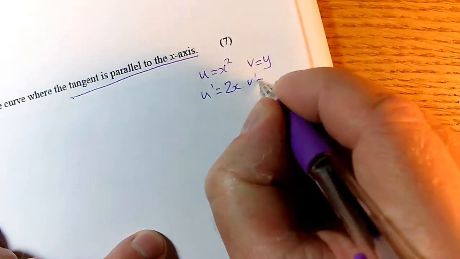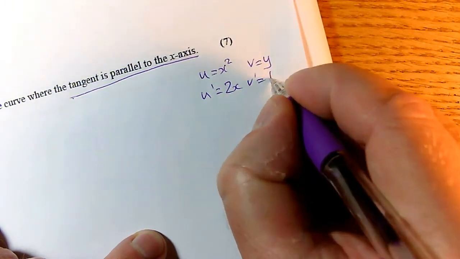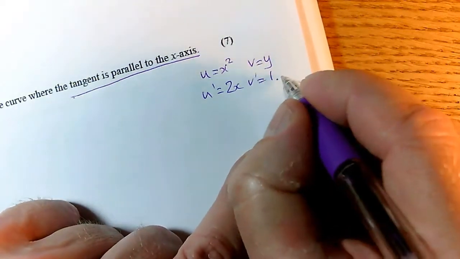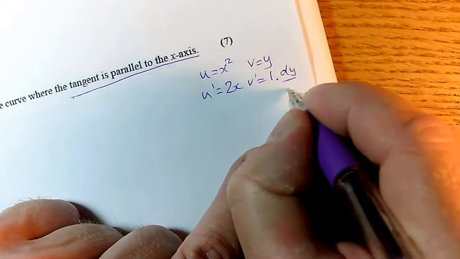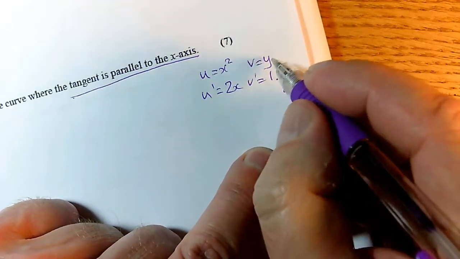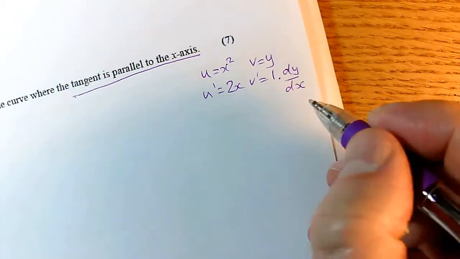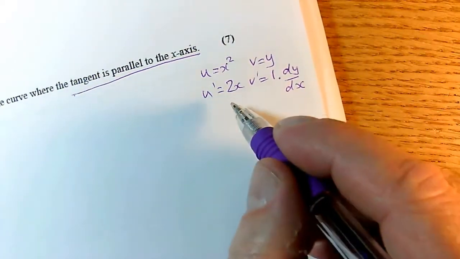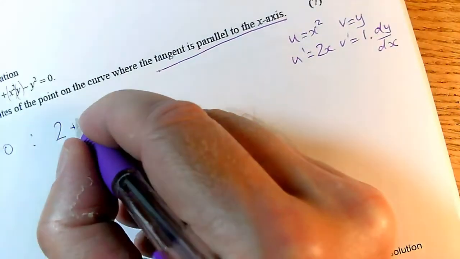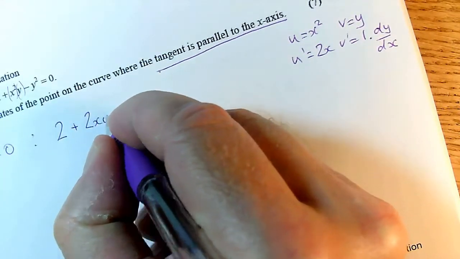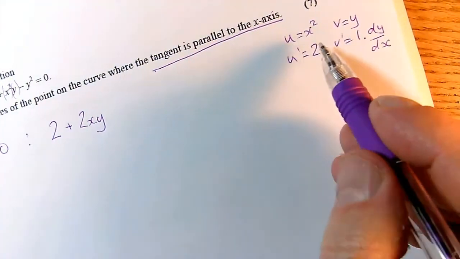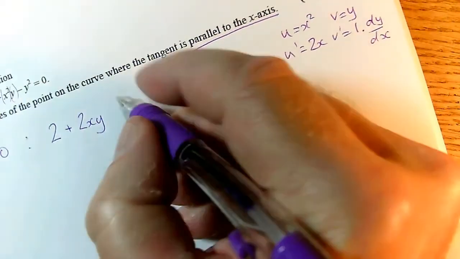V dashed, well, differentiate y, you might think that's 1, but remember it's with respect to x we need, so we need to multiply by dy by dx. Okay, so yes, of course, when I differentiate y, I get dy by dx. So I need to do u dashed v, 2x times y, 2xy plus uv dashed, which is x squared times dy by dx.